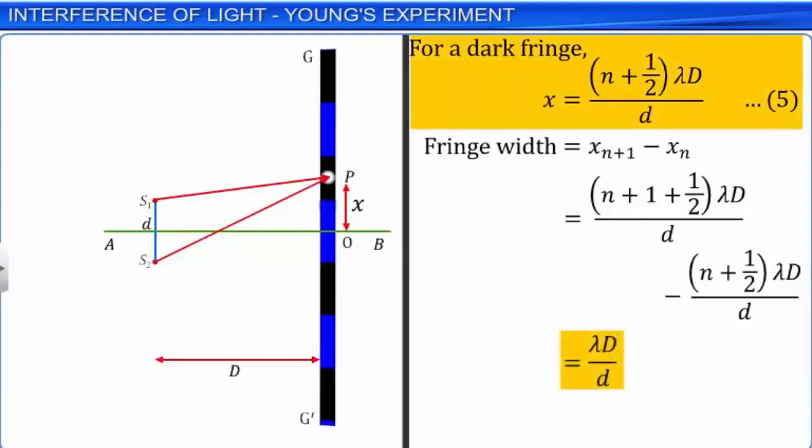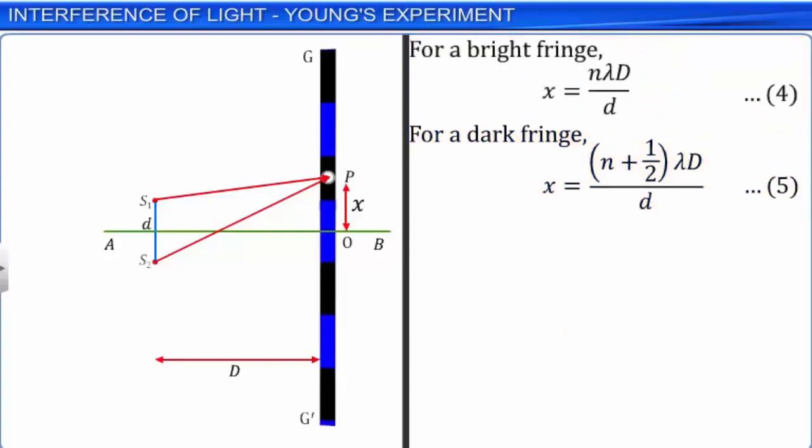Hence, the fringe width is the same for both the dark and bright fringes, which means the dark and bright fringes are equally spaced. If the fringe width is represented by beta, then beta is equal to λD by d. Let this be equation 6.